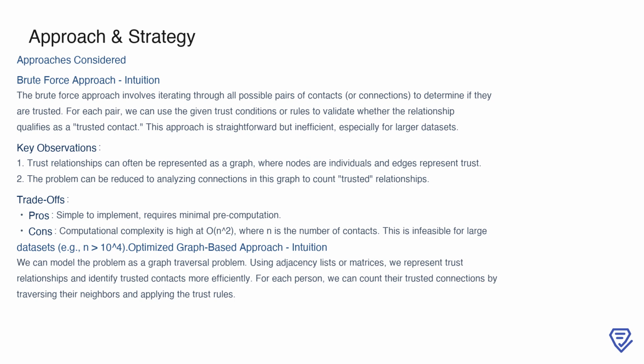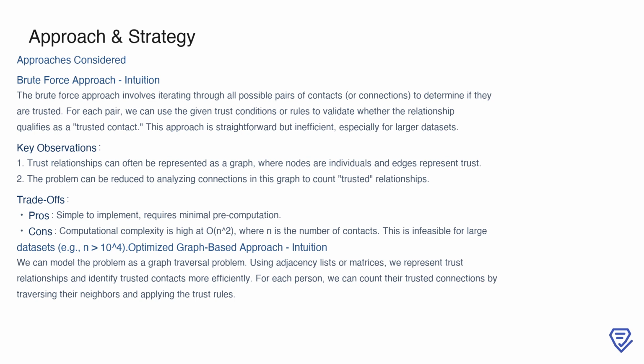One key observation here is that trust relationships can be visualized as a graph, where individuals are represented as nodes and trust connections as edges. This insight reveals that solving the problem is equivalent to analyzing the connections in this graph to count trusted relationships.